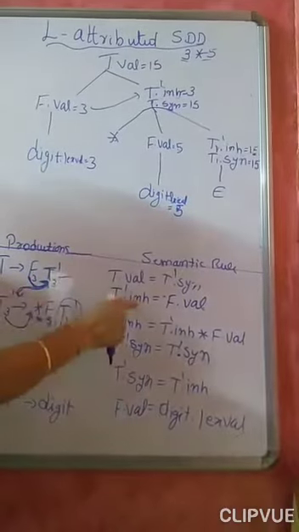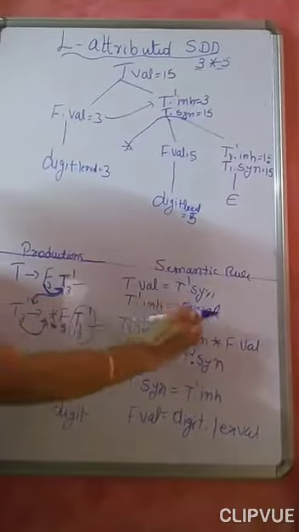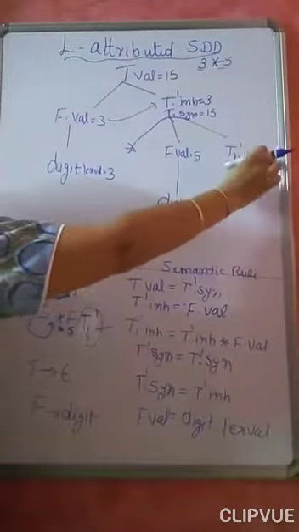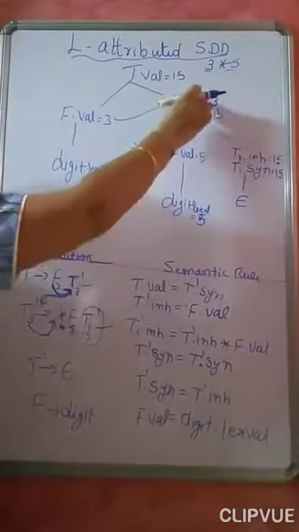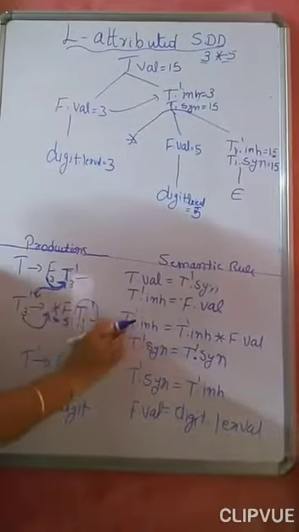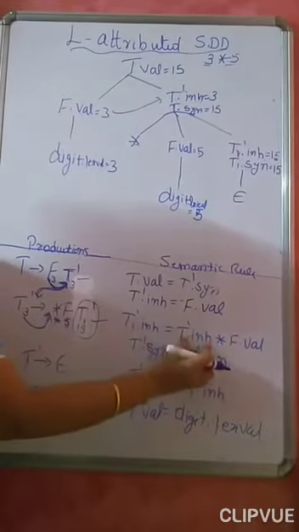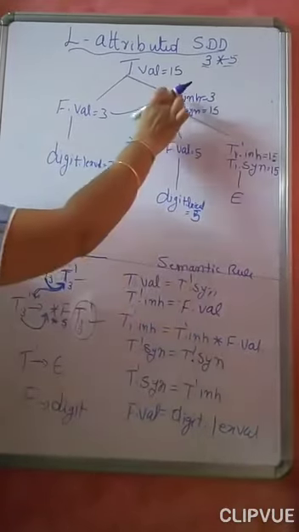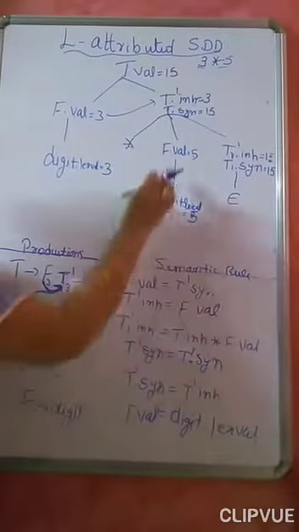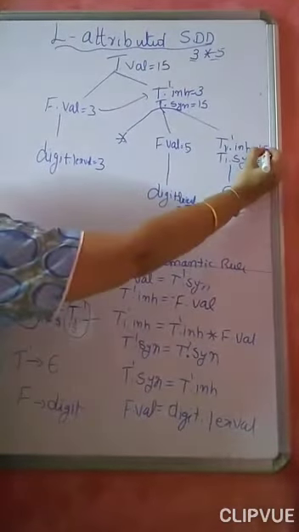Actually, I am using this one in order to write this one, but I am explaining it to you in reverse. Okay, T dash inherited is equal to F dot value. Here T1 dash inherited is equal to... it is nothing but this 3 I am getting, 5 I am getting, and I am multiplying them. So that is what we are doing here. T dash inherited is that 3, and I am multiplying it with this F dot value. So 15 I am getting. So I am writing the value here as 15.